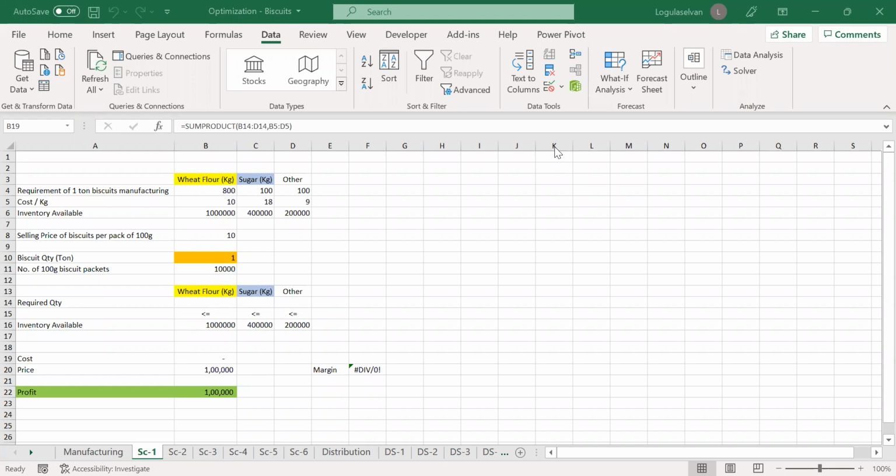Today we are going to release our first video on optimization modeling. First, we will know what is optimization. Optimization is nothing but maximizing or minimizing.